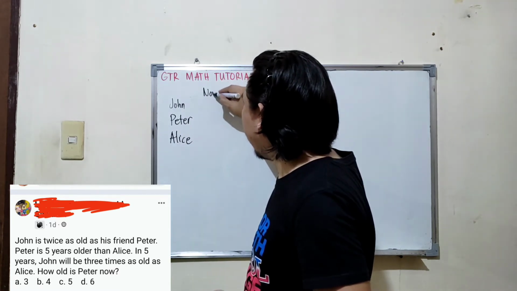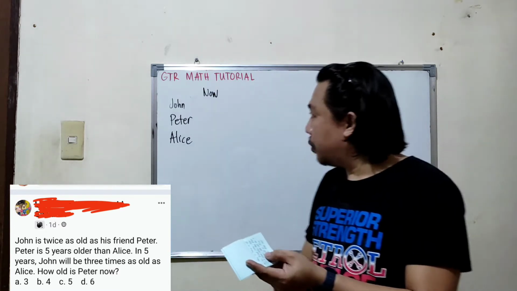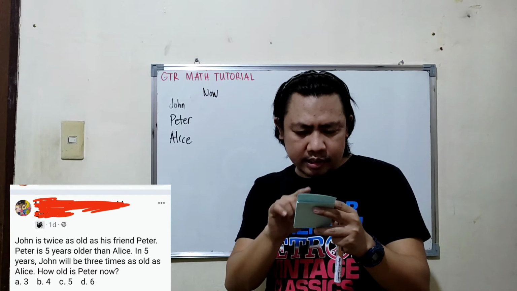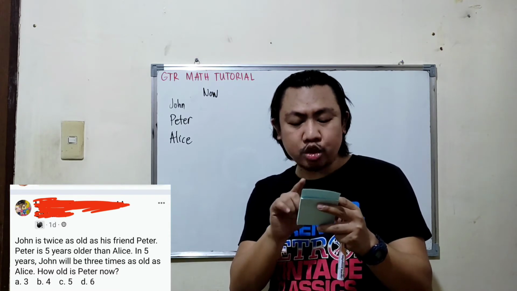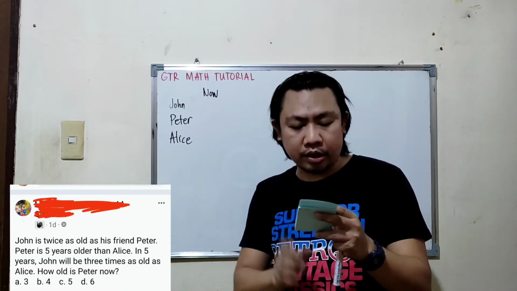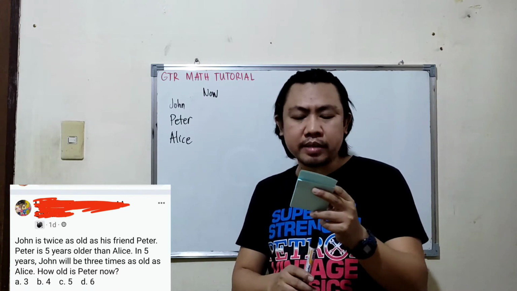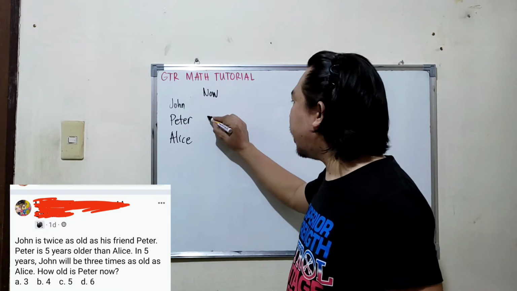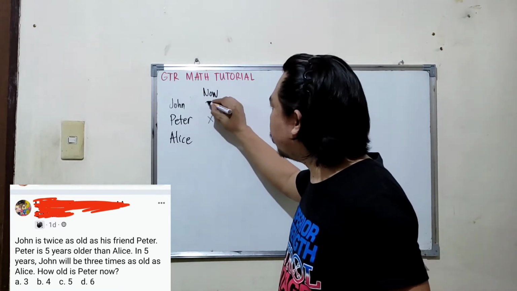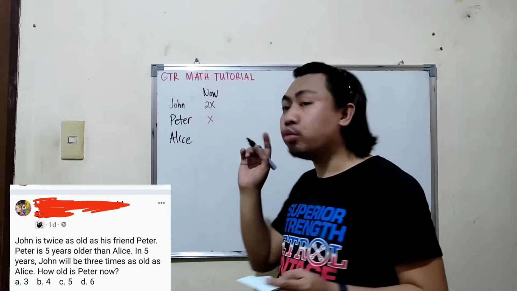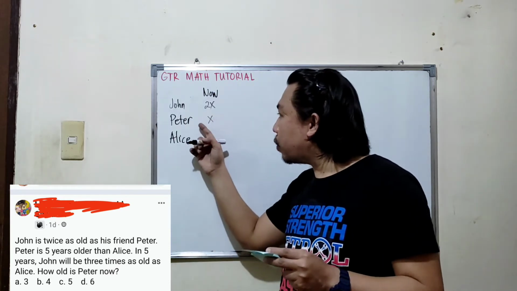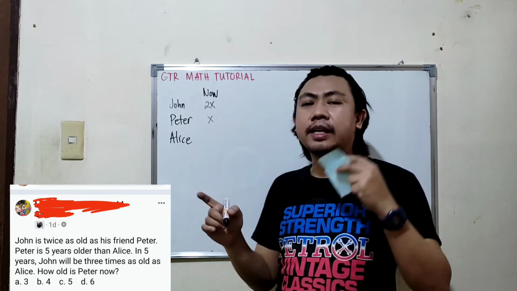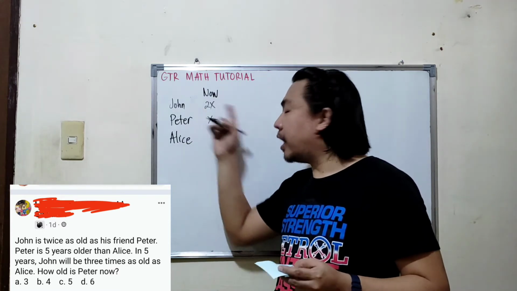The problem mentions now. So, let's first make the expressions for John, Peter, and Alice. Our first statement, John is twice as old as his friend Peter. So, John is 2 times his friend Peter. Therefore, Peter is x, and John is 2x, because John is twice as old as Peter. So, it's easier if we let x be Peter so that John is 2x.